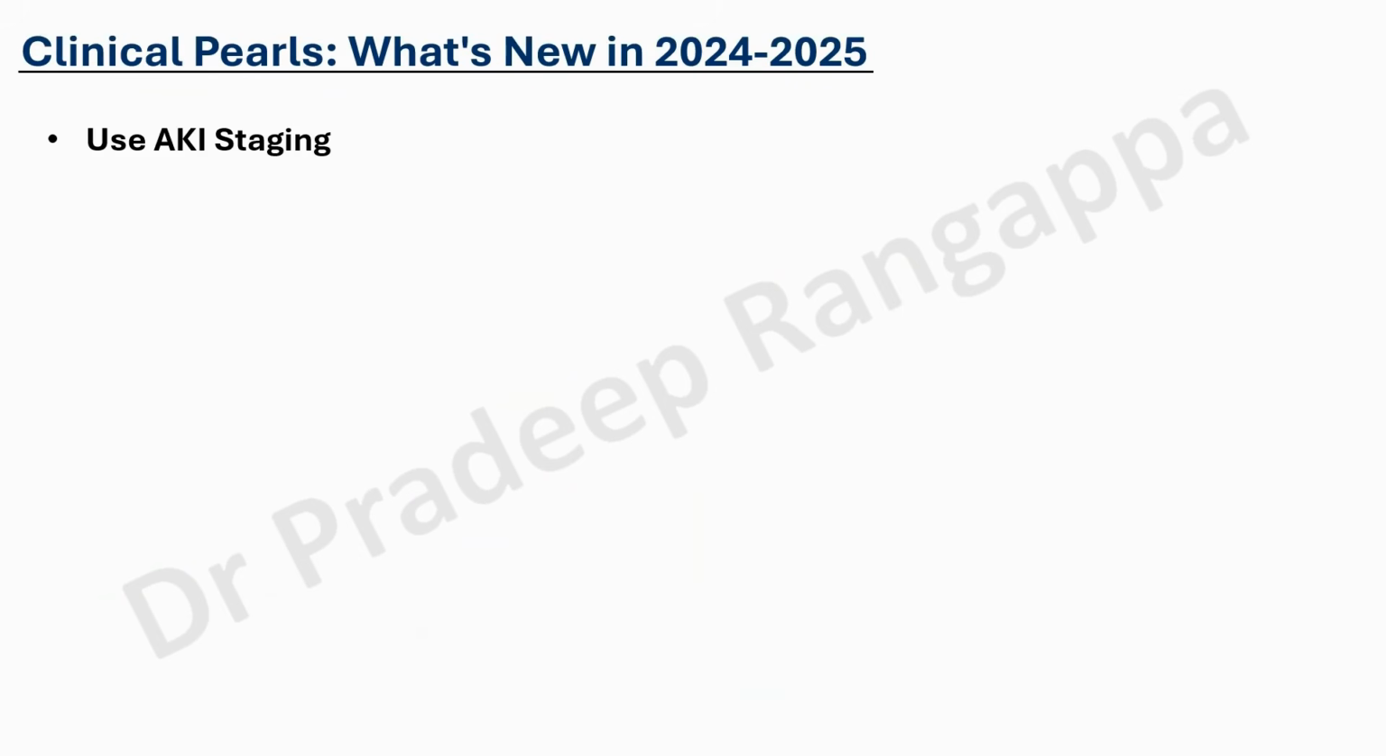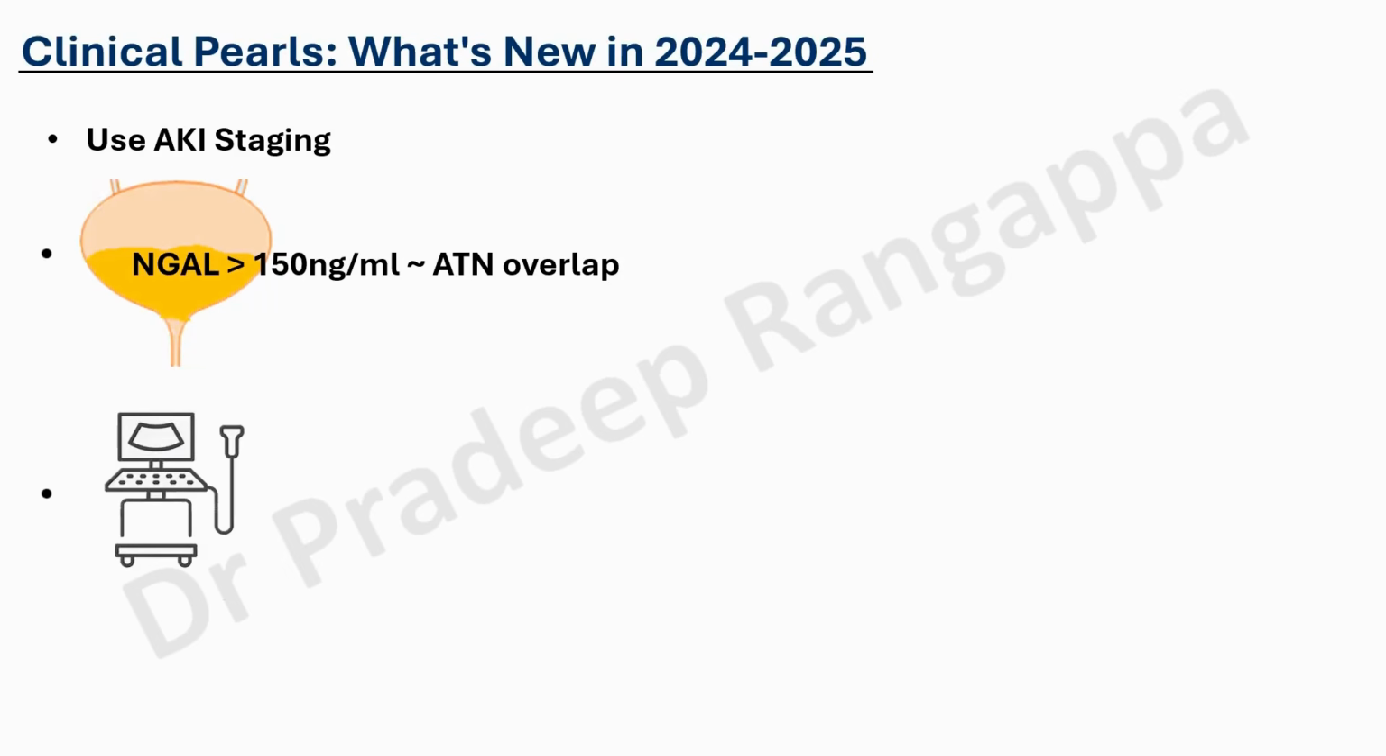You can use the conventional criteria that you use for AKI staging. And if the NGAL is more than 150 nanograms per ml, it will basically tell there is an underlying structural problem in the kidney and there is a concomitant presence of acute tubular necrosis along with functional AKI. So NGAL is important.